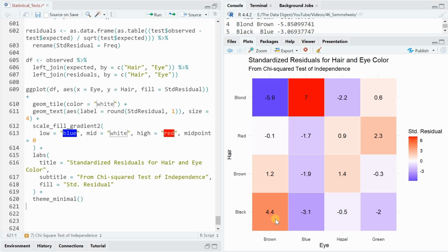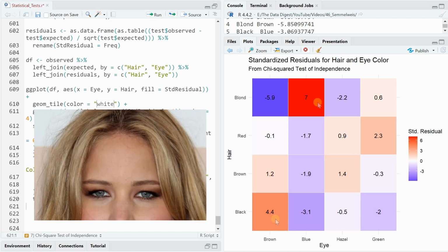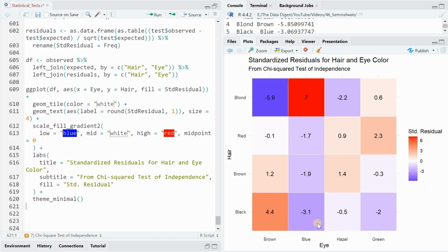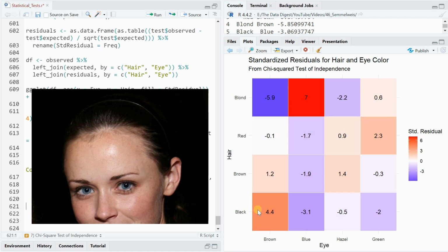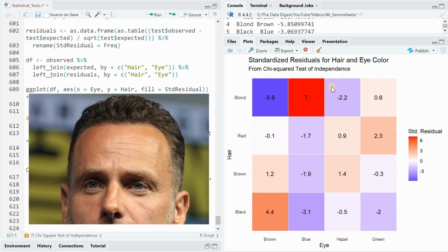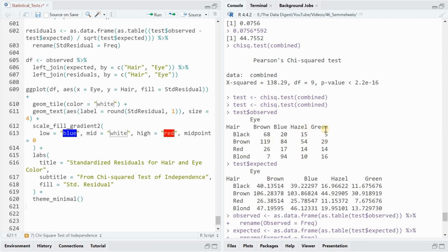Black hair and brown eyes go together much more often, same for blonde hair and blue eyes, and it's really hard to find blue eyes with black hair or brown or red hair, but that doesn't mean that there aren't any exceptions. As we saw in our observed table, each of these combinations exists, just not as often as one would expect if the variables were independent from one another.